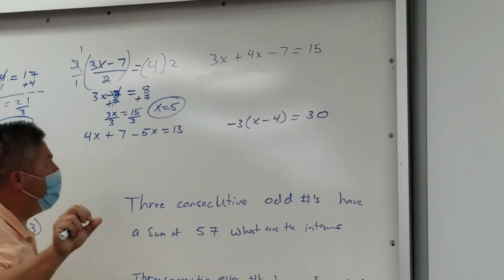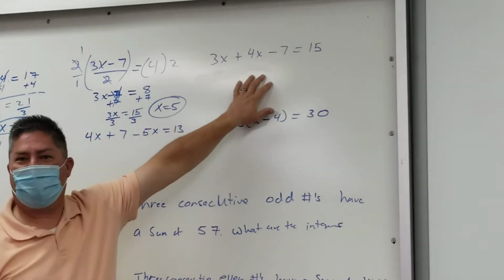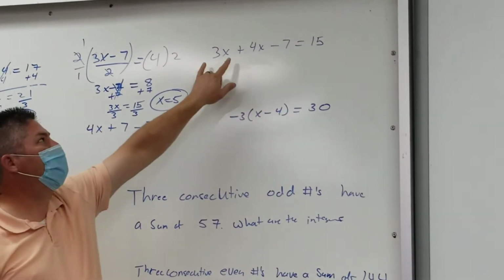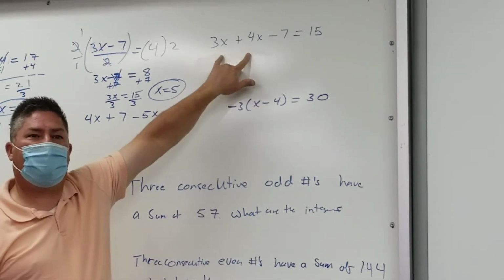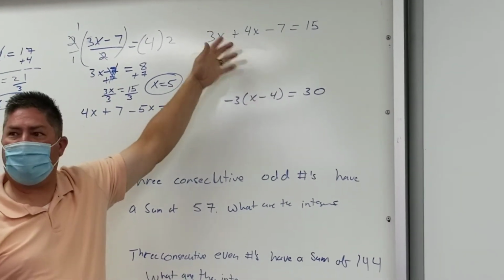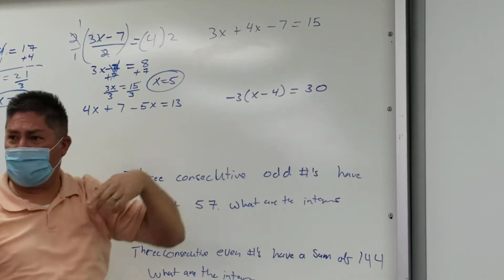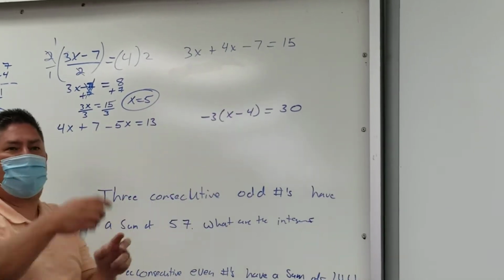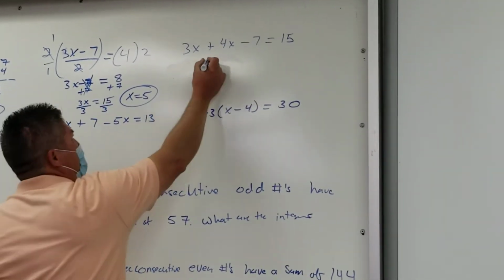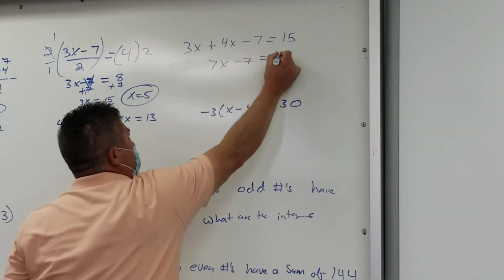Wouldn't be prudent. Don't do it. All right, so now what should we do? What should we really do then? I want to combine these like terms. Just simply add them. Or if there was a subtract between them, just simply subtract them. This is just like when we were adding up the angles, right? What's 3x's plus 4x's, Griffin? 7x's. So this is 7x minus 7 equals 15.